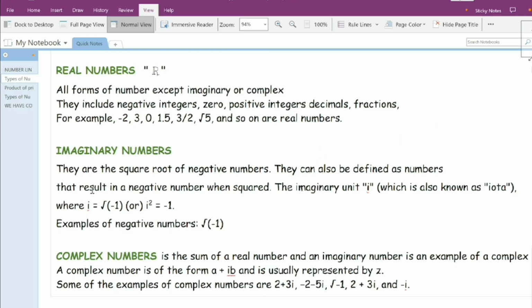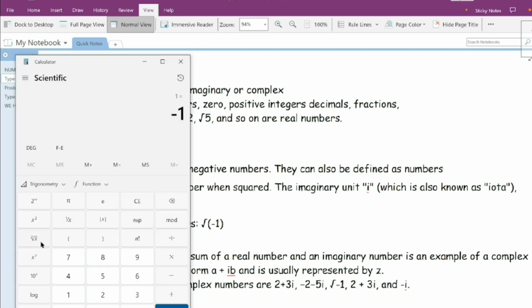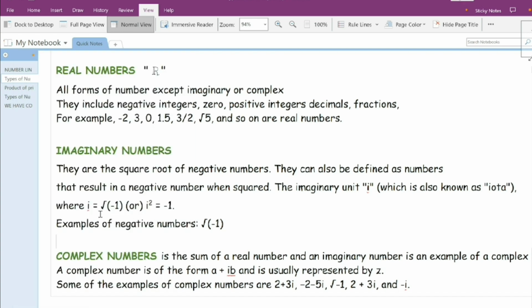Imaginary numbers. Now, next on the line is imaginary numbers. They are square roots of negative numbers. Normally, you can't easily find the square root of a negative number using your calculator. For example, square root of -1. On this calculator, it's saying invalid input. But the square root of -1 at an advanced level is i, like we have i here. Square root of -1 is i, and the i is the imaginary number. So we can easily find the square root of negative numbers.